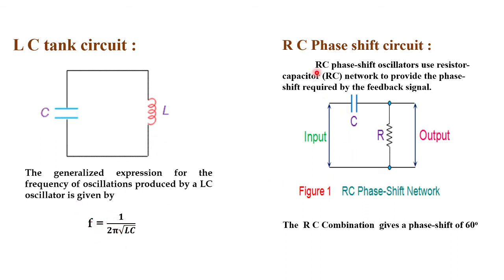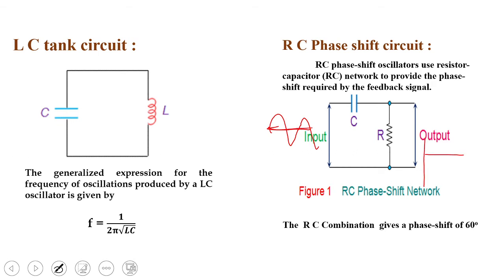We are going to learn about different oscillators, starting with the phase shift oscillator. First, let's study the RC network. This capacitor and resistor network is used in a phase shift oscillator. If you supply any input signal to this circuit, it will generate an output.